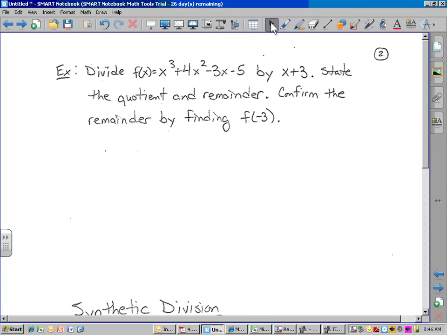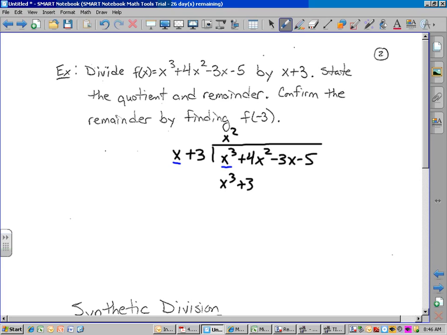Divide f of x equals x cubed plus 4x squared minus 3x minus 5 by x plus 3. We want to know the quotient and remainder, and then confirm the remainder by using the remainder theorem, finding f of negative 3. So let's first do the long division. So again, what we're looking at is what do we multiply x by to get x cubed? That is x squared. We take x squared times everything out front, so we get x cubed plus 3x squared. And then we subtract. x cubed minus x cubed is gone. 4 minus 3 is 1, x squared. Bring down the minus 3x minus 5.